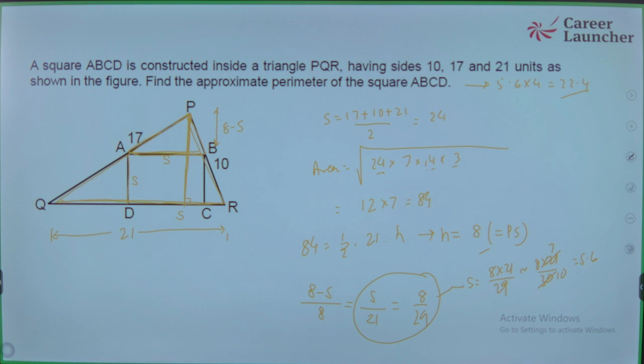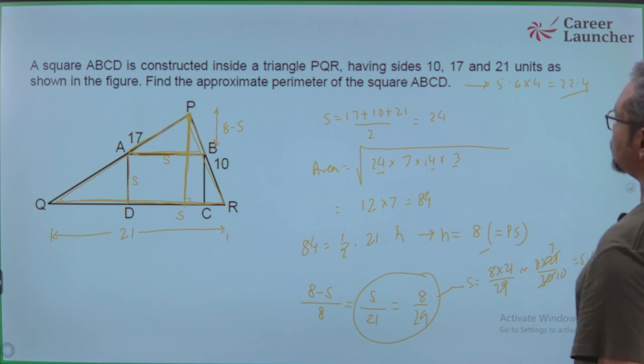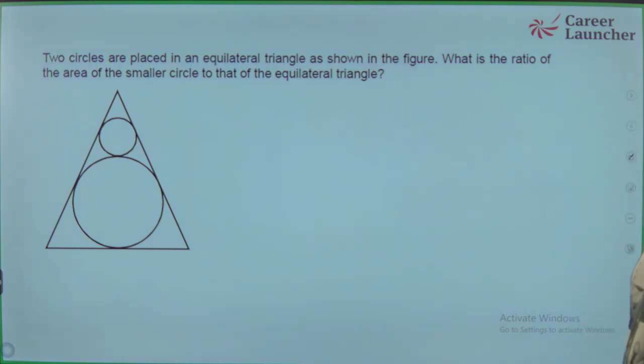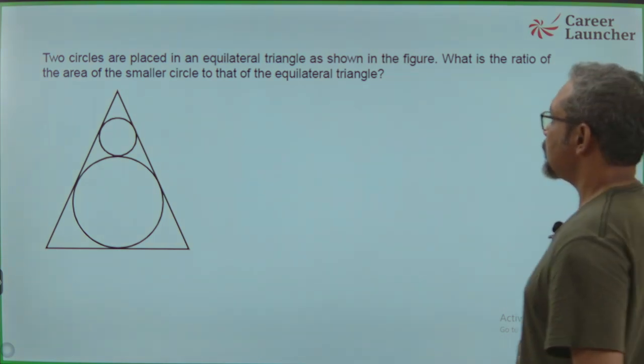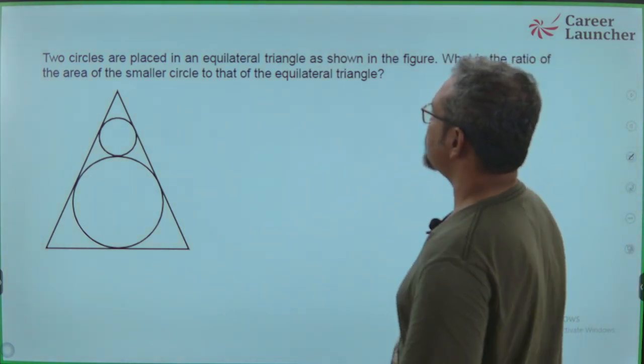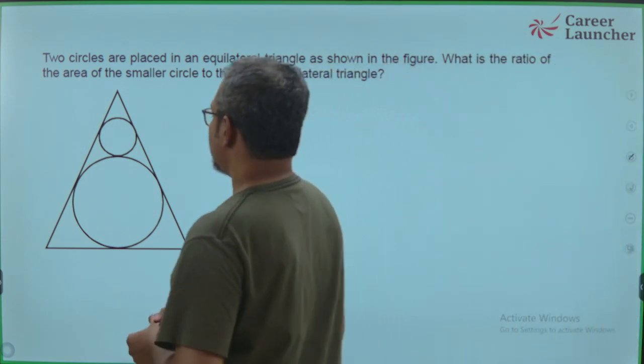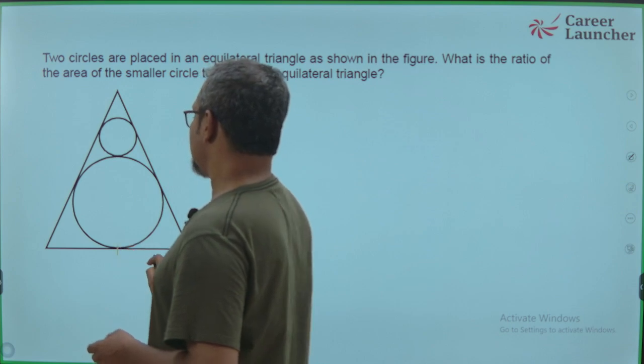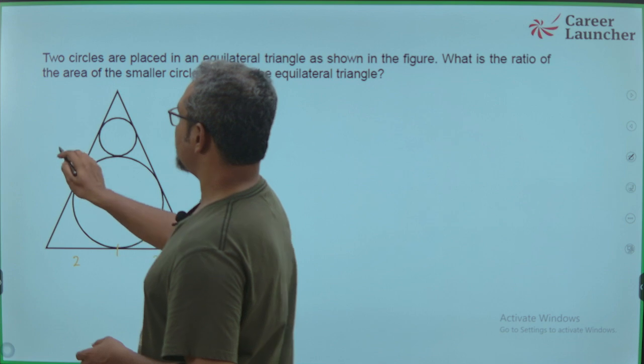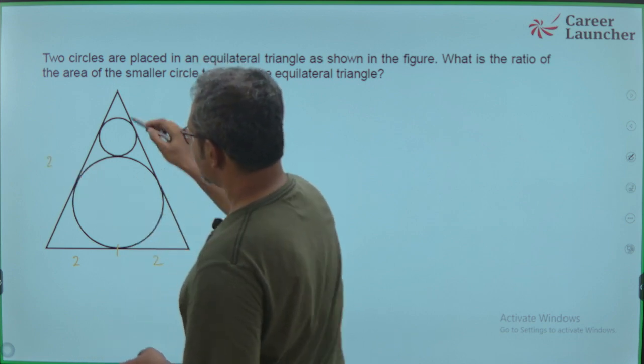I hope this was clear. Next question. So two circles are placed in an equilateral triangle as shown, one after the other. What is the ratio of the area of the smaller circle to the equilateral triangle? Since it is an equilateral triangle, let us take the sides to be 2 each, just for the sake of calculations.